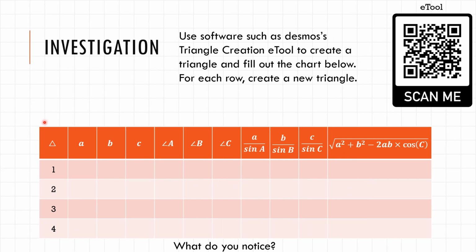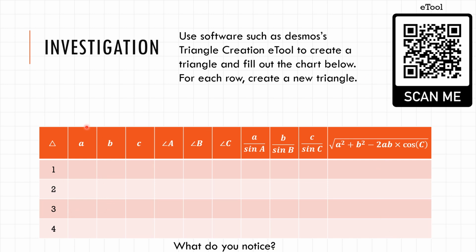In this investigation, I'll invite you to pause here and go ahead and scan this link to open up Desmos's Triangle Creation e-tool. And you're going to use that to fill out this chart below.